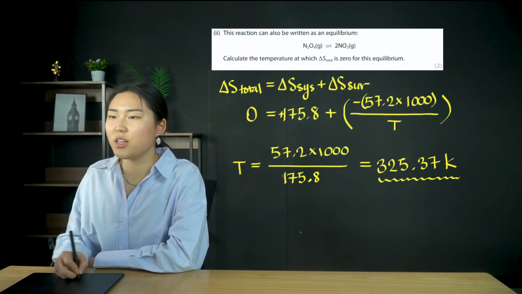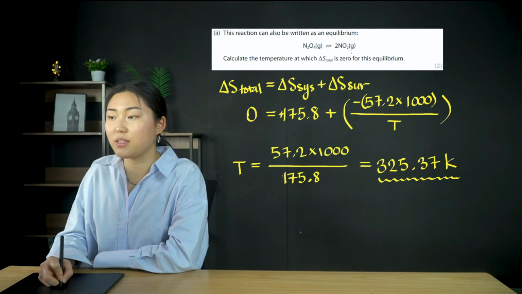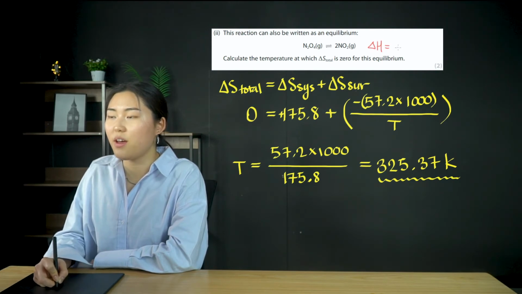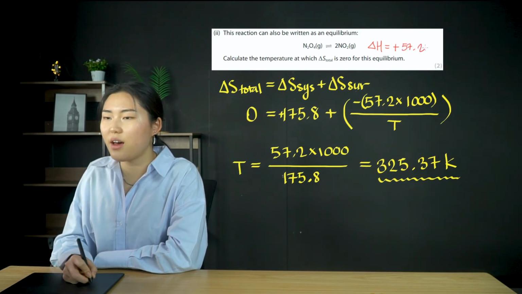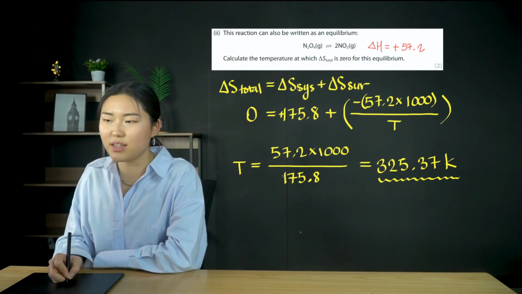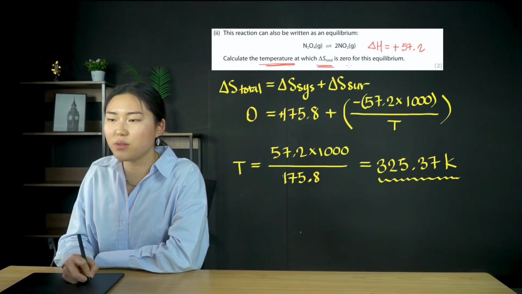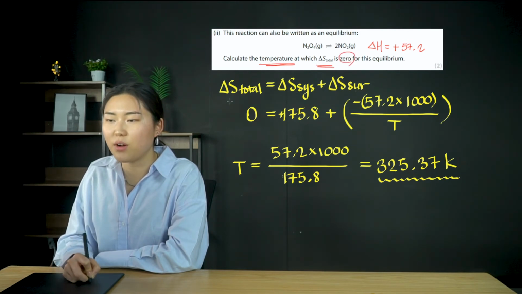And the next question, this reaction can also be written as an equilibrium. So this is the reaction, but the delta H is basically the same, which is going to be plus 57.2. And the formula is just total entropy change equals delta S system plus delta S surroundings. So when we want to calculate the temperature where delta S total is 0, we need to set delta S as 0, okay?